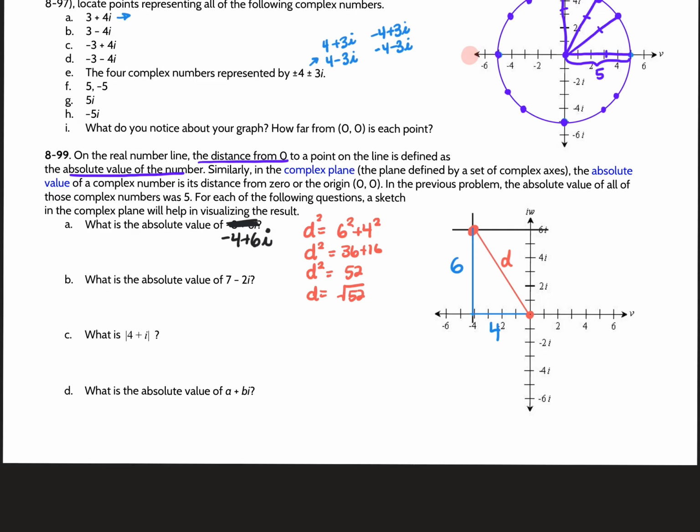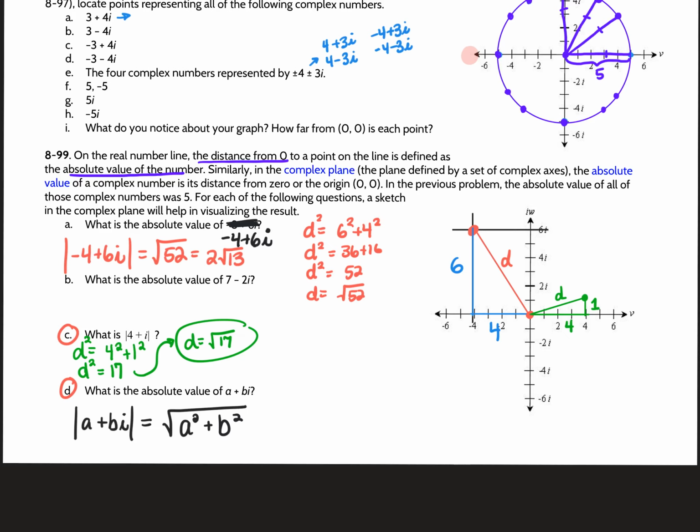So the distance, or the absolute value, let's write this with the correct terminology here. The absolute value of negative 4 plus 6i is the square root of 52. Now, we could simplify the square root of 52 if possible, and it is. We can simplify it as 2 radical 13, and that's the absolute value of that number. So what I want you to do is to try C, see if you can do it, and then see if you can come up with a little bit of a quicker way to do this without having to graph it each time.